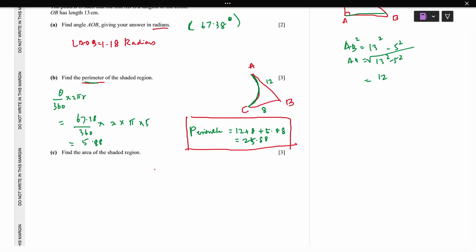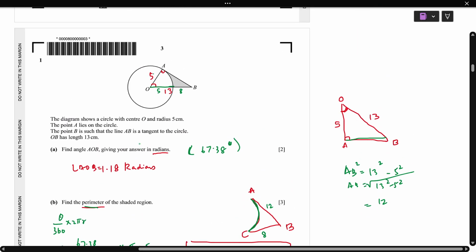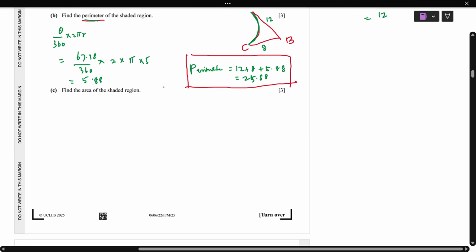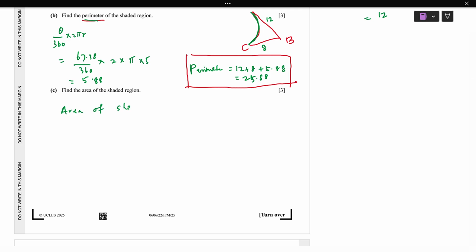Okay, let's go for the next one. Find the area of the shaded region. Here we need to find the area of only the shaded region. So first we need to find the area of the triangle minus the area of the sector, and we'll get the answer. So I'll write: area of shaded region is equal to area of triangle minus area of sector.